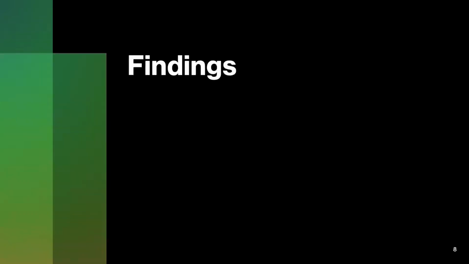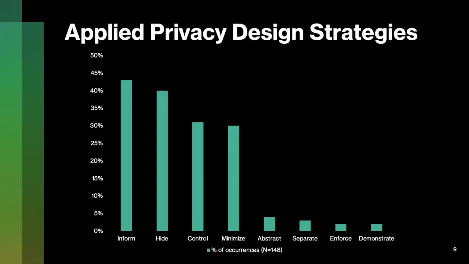I'm going to briefly talk about the findings. First of all, we mapped all those pieces of advice to privacy design strategies. We found that inform and hide are the most commonly used strategies by developers. For example, trying to inform users about what kinds of data they're collecting and what they're doing with their data. Hide means, for example, using some encryption methods.